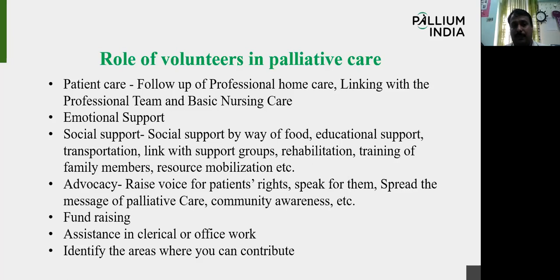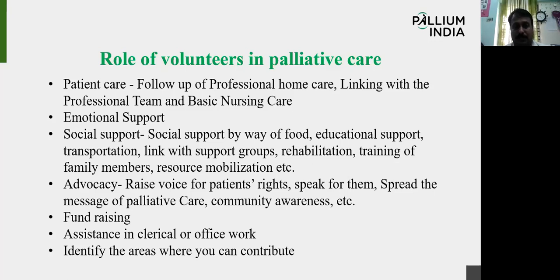Then emotional support. As I have already mentioned, you will be a listener, you will be a supporter, you will be there for that particular family. You will be accompanying them in their suffering as and when they need some emotional support.